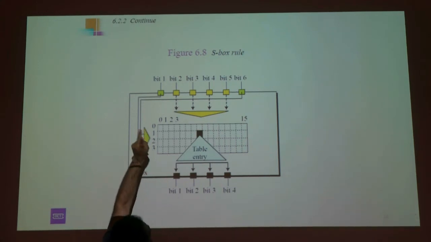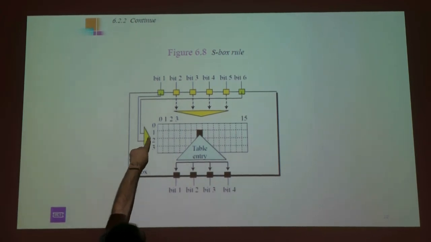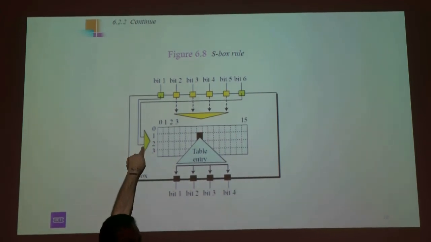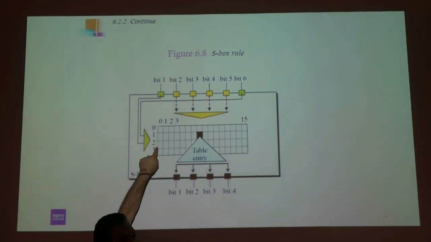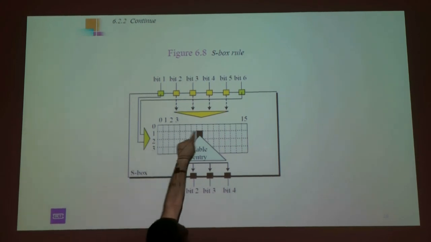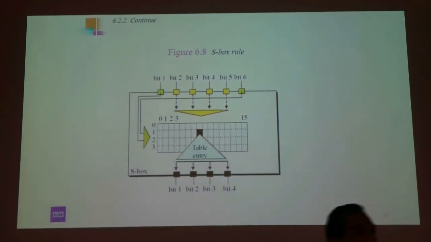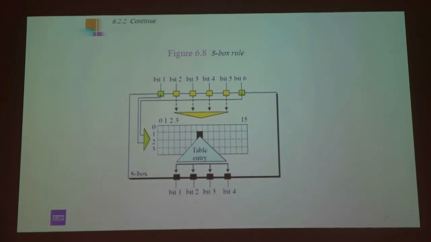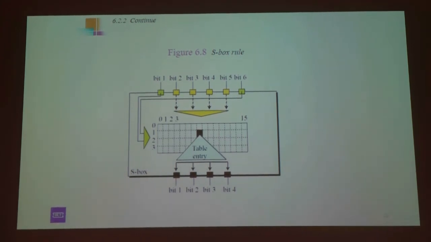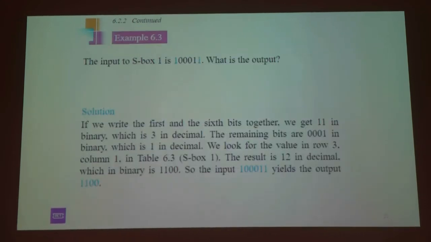So you take bits 1 and 6, and they will tell you the row. And the middle bits will tell you what? The column. You take this value, and that will be the output. So every S box has a different table? Every table, yes. So we'll take a look in here. This is, for example, S box 1.